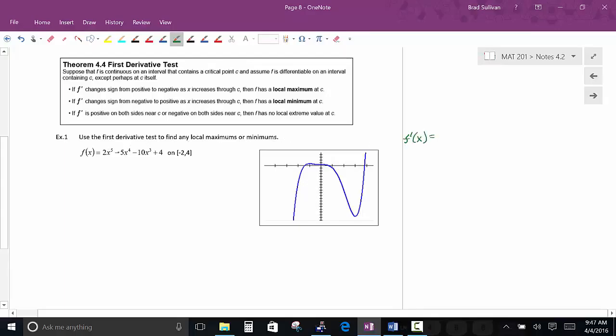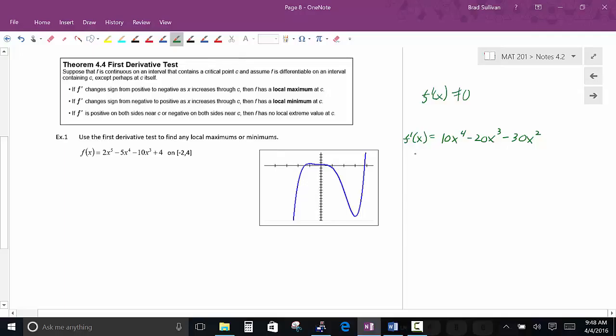This is a polynomial, so it shouldn't be too bad to do. So this is going to be 10x to the fourth minus 20x to the third minus 30x to the second. That'll be our first derivative. Now that derivative is always defined. It's a polynomial, so it's never undefined. We don't have to worry about where it's undefined.